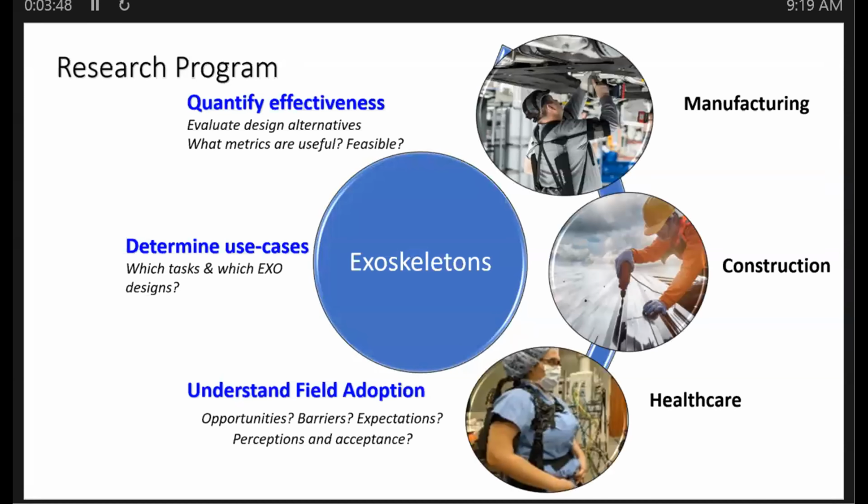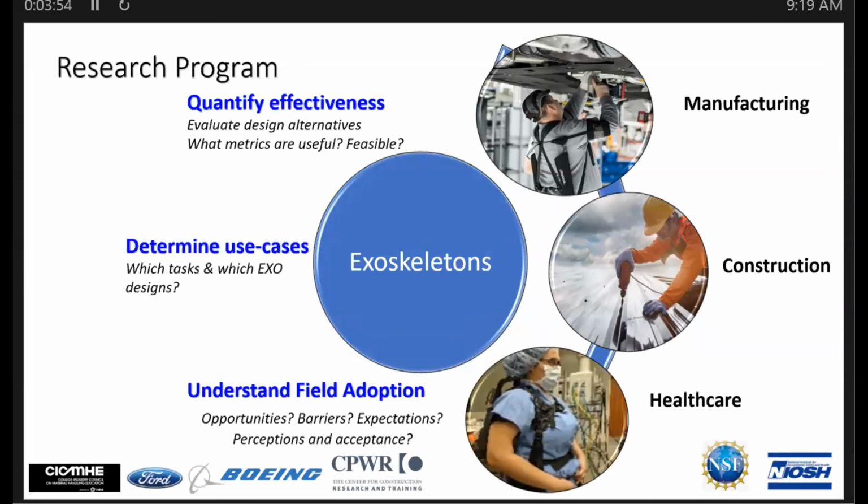We broadly ask these questions in the context of manufacturing work, construction work, and are just stepping into some work in healthcare. I'll touch upon a little bit about fundamental lab studies that look at quantifying effectiveness of different exoskeletons, some of which are even commercially available, and transition into talking about field adoption and the factors that emerge there.